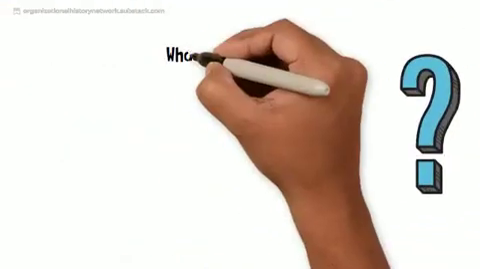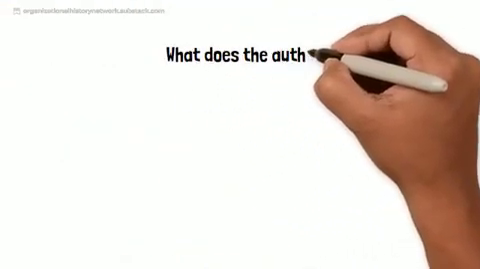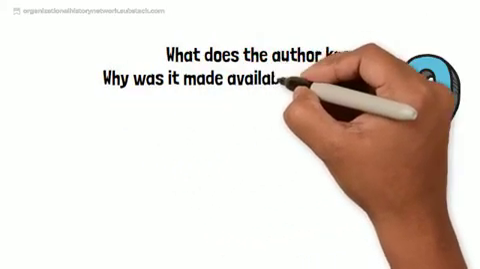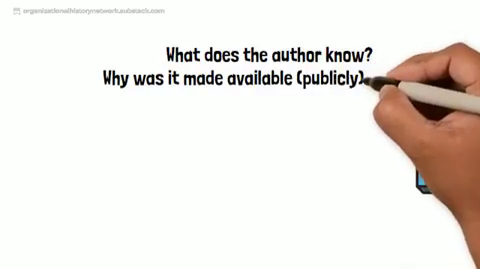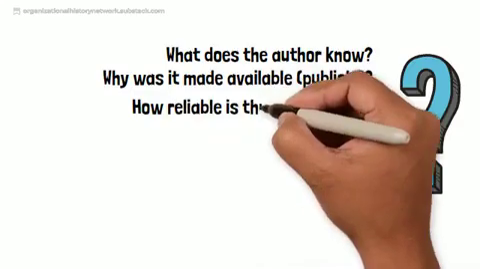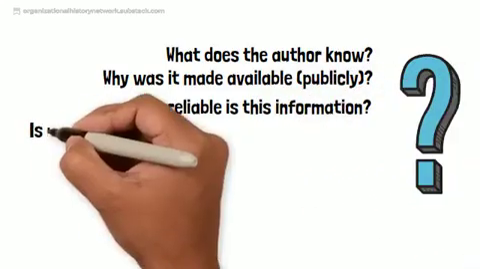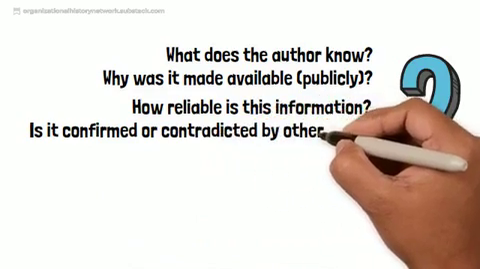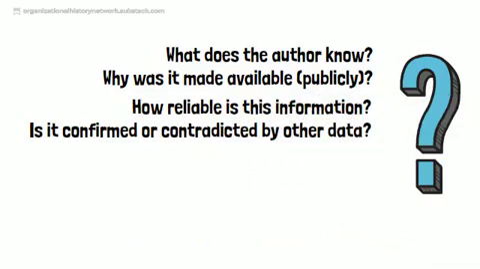Also, what does the author know? Why was some of this material being made available, either publicly through a database? How does it come to be accessible to you? How reliable is this information? Is it confirmed or contradicted by other data you've also collected? So not all documents might necessarily tell you one story. They might tell you different stories, and you need to triangulate between those stories. You take different types of data and you compare and contrast them.